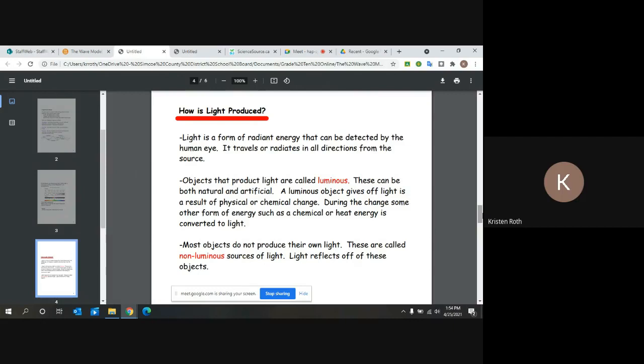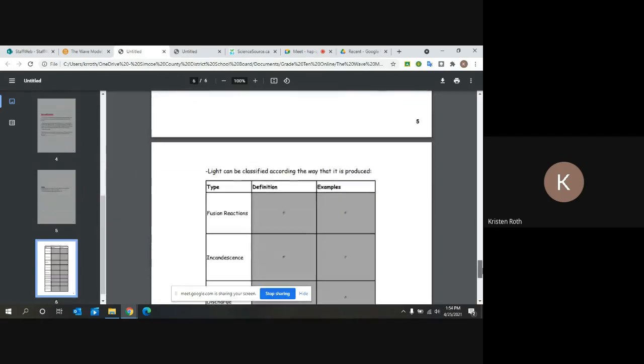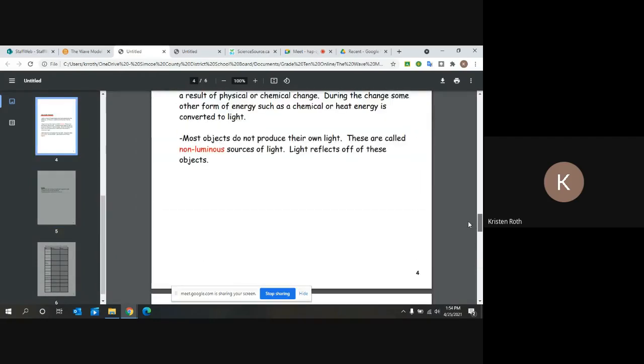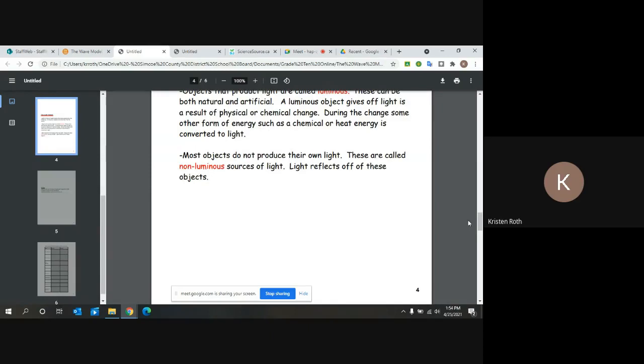Most objects do not produce their own light. These are called non-luminous sources of light. Light reflects off of these objects. An example of that is the moon. The moon has a reflective surface. You learned this in grade 9 in astronomy. The moon is reflecting the sun, and it's always reflecting the full sun. There's always going to be a full moon, but depending on where we are, we can only see certain parts of it. Sometimes we can see all of it, which is the full moon. Sometimes we can see none of it, which is a new moon. But the moon is a reflective surface, so that would be our non-luminous source of light.